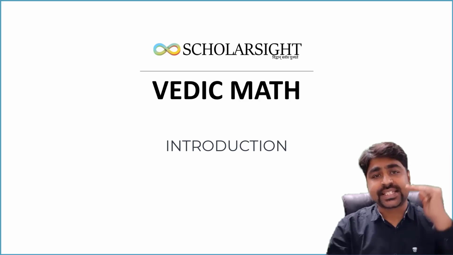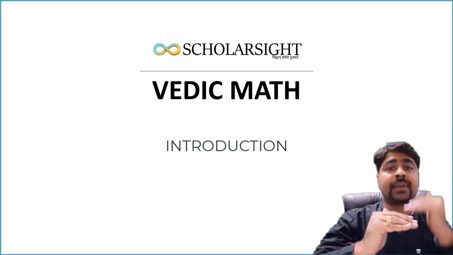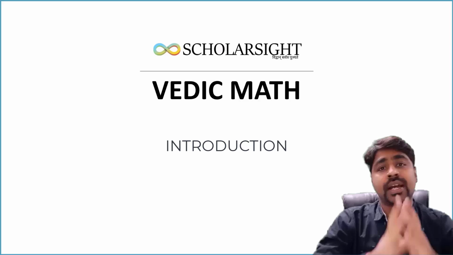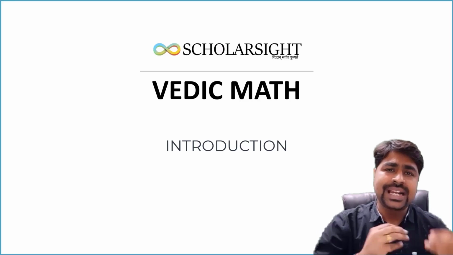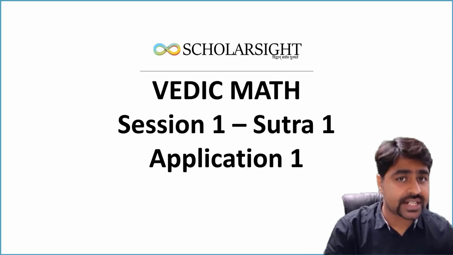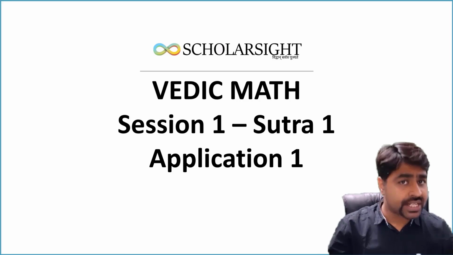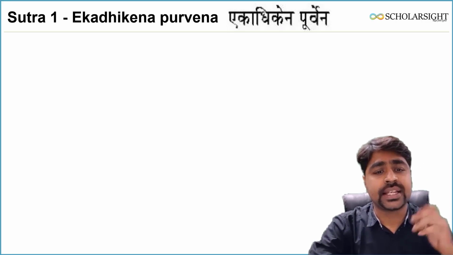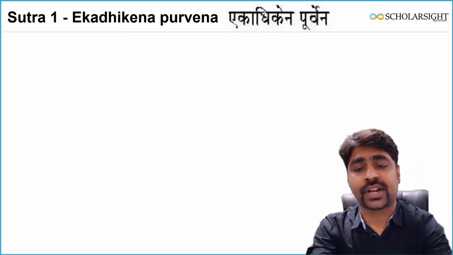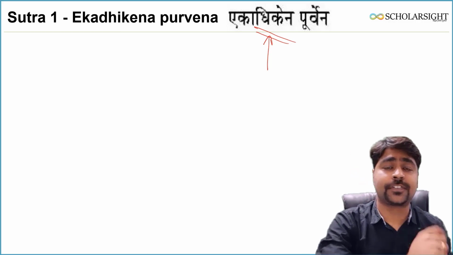We will be doing 16 different sutras and 13 different sub-sutras level by level with you in these sessions. In every sutra, there are at least one or two applications that we will be discussing. Today, the agenda is Sutra number 1 and application number 1 of the same. What is Sutra number 1? It is Ekadikena Purvena, and the Sanskrit way of writing it is already written in front of you. This is the first sutra.